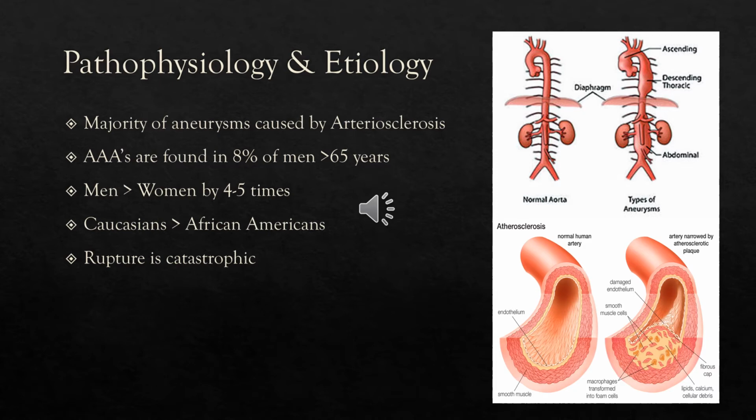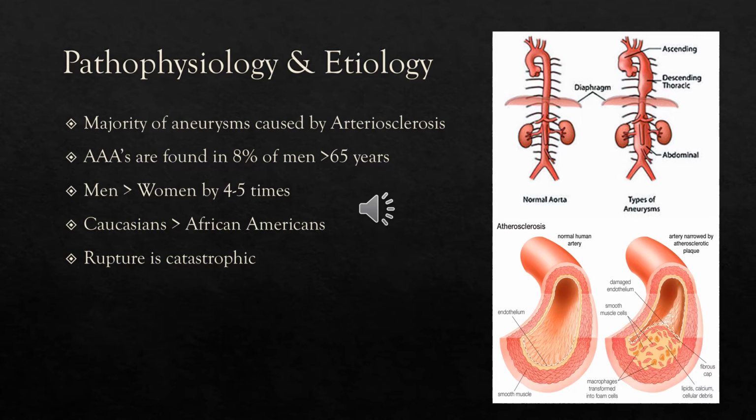These tend to occur in white males over the age of 65. Aneurysms start to form at about age 50 and can peak around age 80. Men get these 4 to 5 times more than women do. Women are less likely to have aneurysms than men, and African Americans are less likely to have aneurysms than Caucasians.